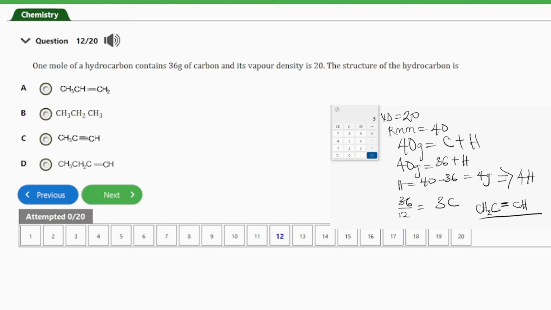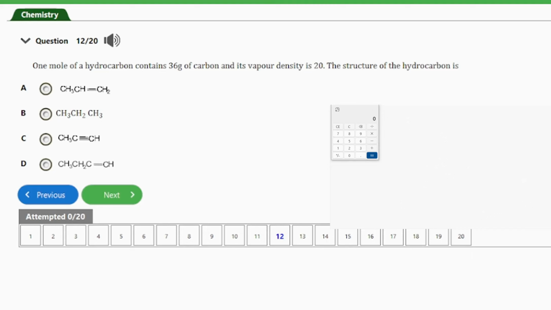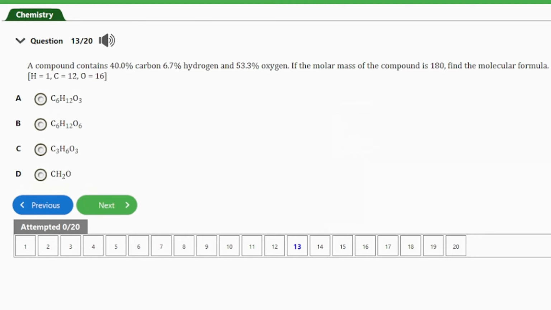So that is it for that question. We're going to simply wipe this, and then we'll consider the next question. That's question number 13. It says a compound contains 40% carbon, 6.7% hydrogen, and 53.3% oxygen. If the molar mass of the compound is 180, find the molecular formula. So guys, already we've answered this question before now, and that's option B here, C6H12O6.